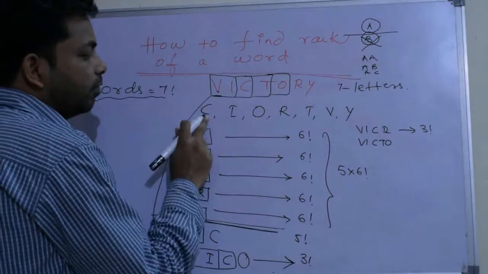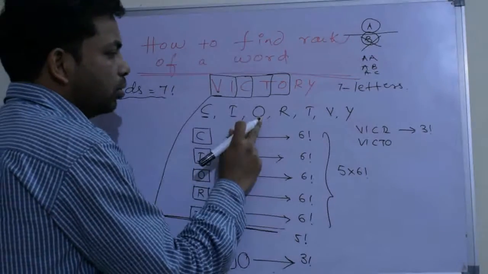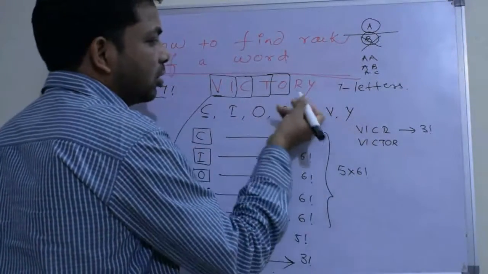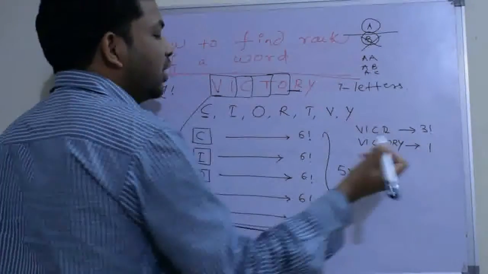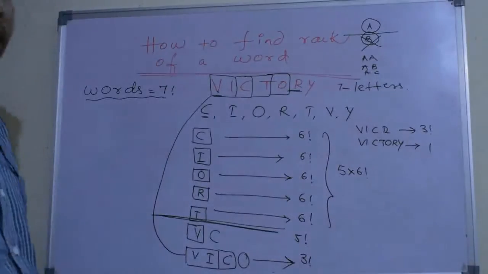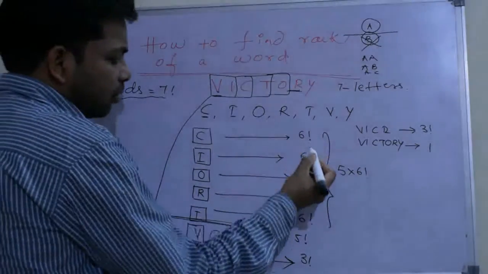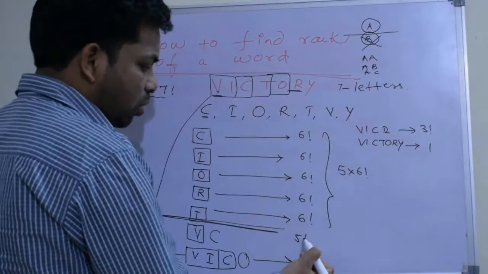For 6th place, again come from the beginning. See, used I, used O, used R, yes, we can write. But here you see, again it is coincided. The last letter left with us is what? So, victory, this is the position of victory. So therefore, 6 factorial, 5, and 5 factorial is 1, okay.